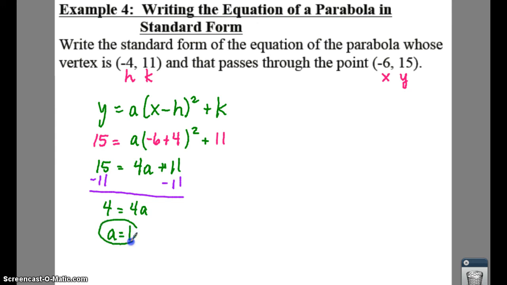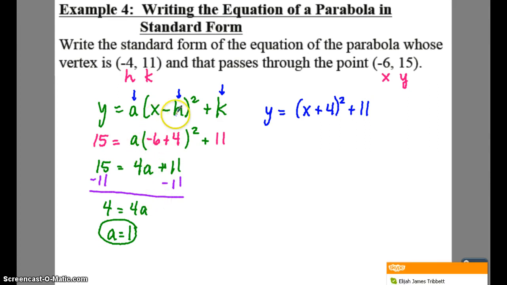So now that we found our a, we can write our equation in standard form. We're going to plug in our value for a, we're going to plug in a value for h, and we're going to plug in a value for k. So we're going to say y equals 1 for our a, but you don't have to write the 1, (x plus 4) squared, because you have x minus a -4, squared plus 11. So in this case, yes, you could have just plugged in your h and k, because your a ended up just being 1, but that's just a rarity. It's not always the same.